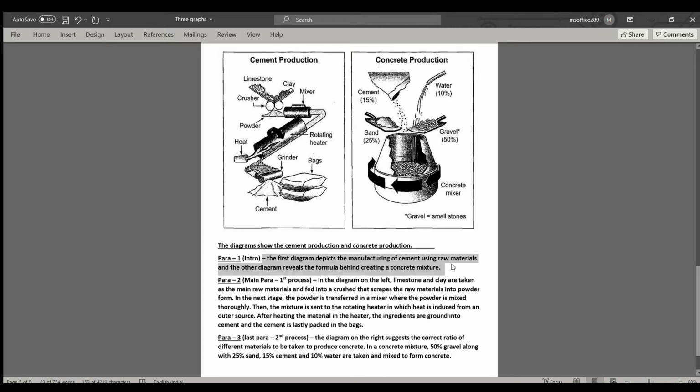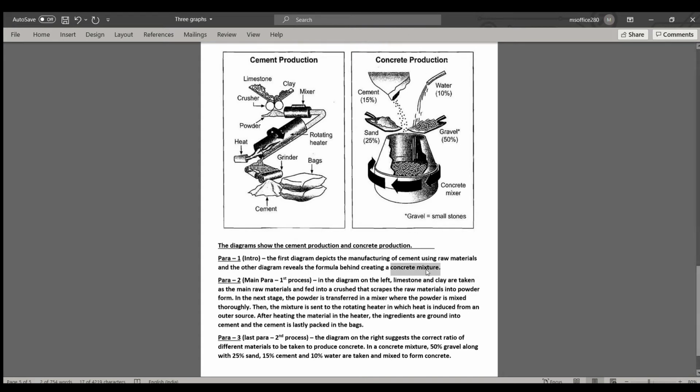As you can clearly see, I have written: the first diagram depicts, the first diagram being the diagram here, or you can also write the diagram on the left side. The first diagram depicts the manufacturing of cement using raw materials, and the other diagram reveals the formula behind creating a concrete mixture.